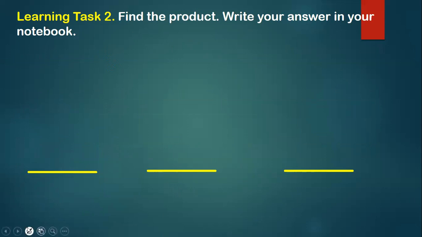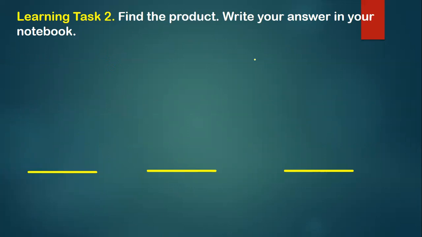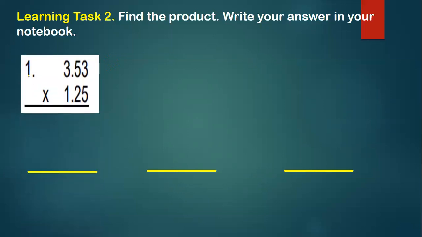And then, dito tayo sa learning task 2. Find the product. So dito mag-multiply na po talaga tayo. Find the product and write your answer in your notebook. Okay, sample number 1. 3.53 multiplied by 1.25, or ang tamang basa nito ay 3 and 53 hundredths multiplied by 1 and 25 hundredths. Okay, so ang decimal point po and ang basa.